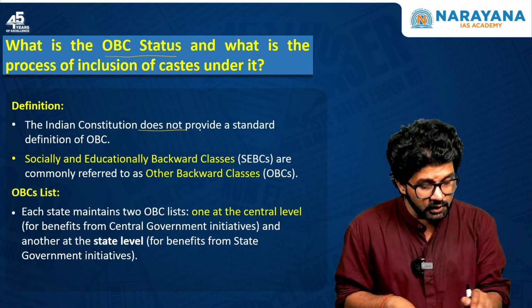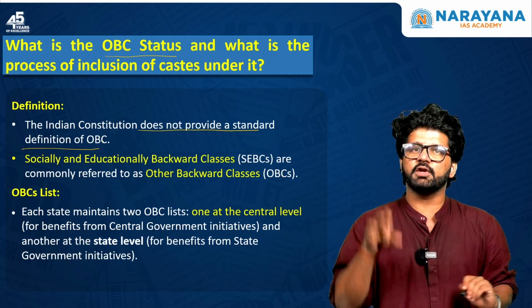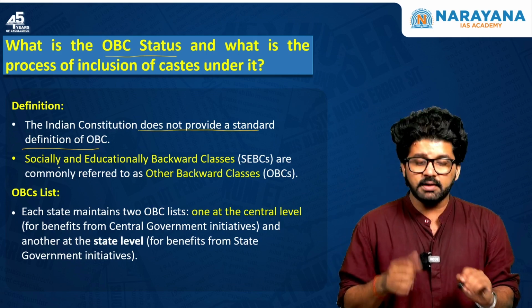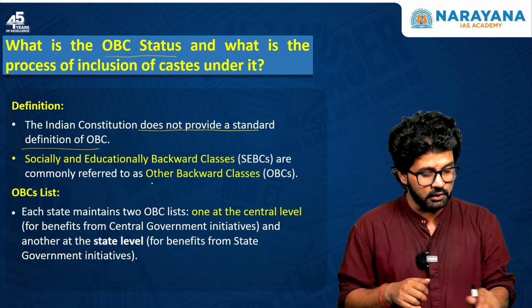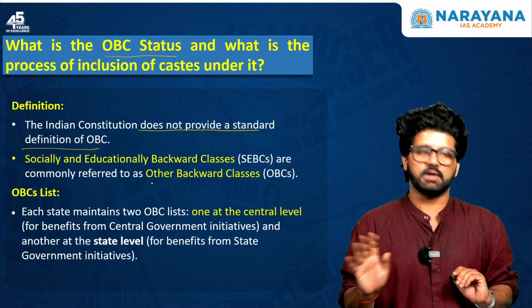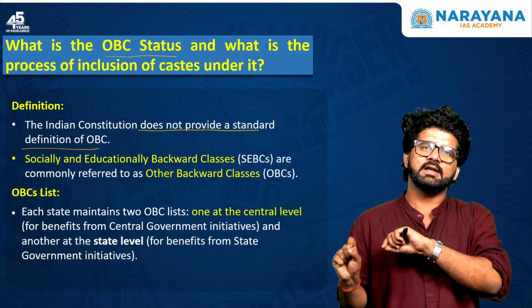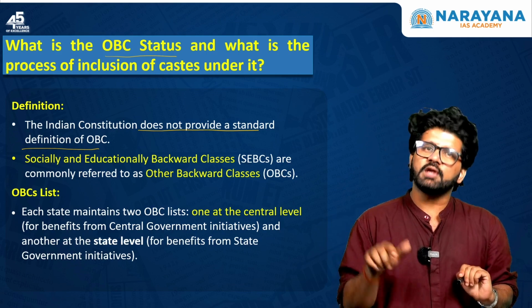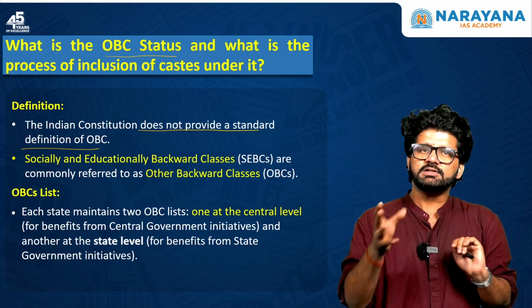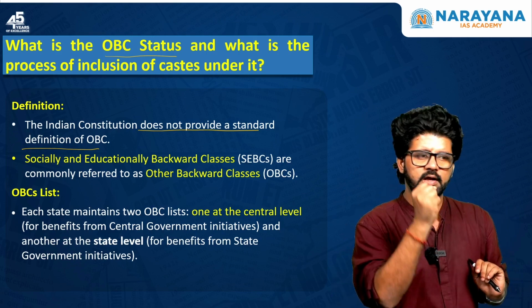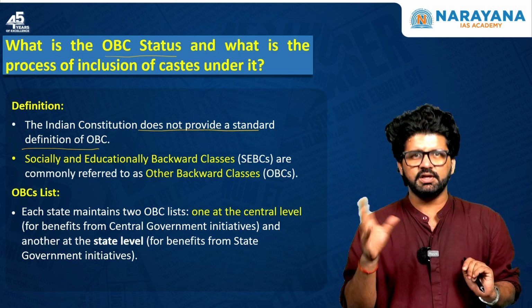The Indian Constitution does not provide a standard definition of OBC. Keep this in mind. They are actually known as SEBC, socially and educationally backward classes, commonly referred to as other backward classes. So two major criteria are there: socially backward and educationally backward. And now you have also included one other criterion, that is economically backward, which you are calling the economically weaker section, EWS.